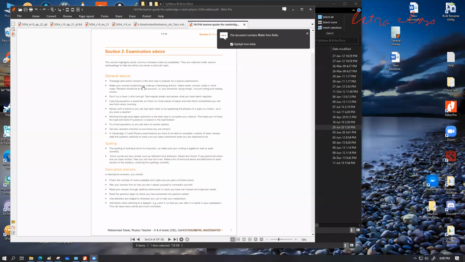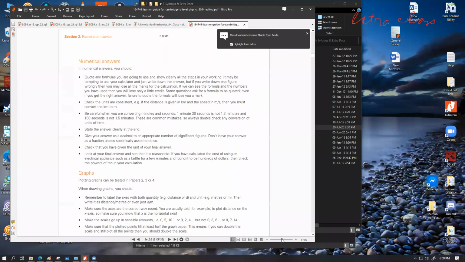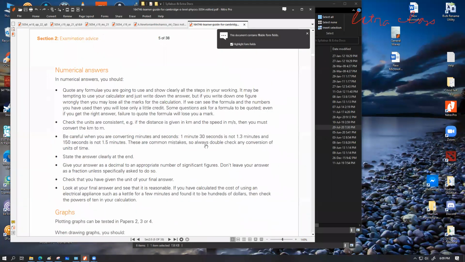Then we have the most important part of this entire thing, what is called the examination advice. We have some general advice, some spelling relevant advice, some descriptive answers, and then some mathematical stuff as well for the numerical answers and graphs. So this question that you just asked me should be well discussed in the numerical answers part. So let's have a look at this one and read this out.